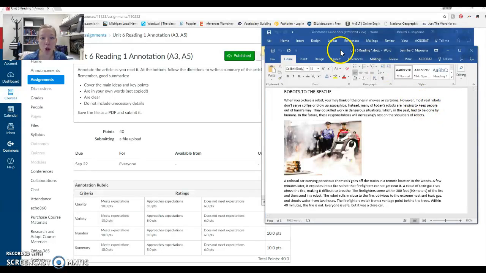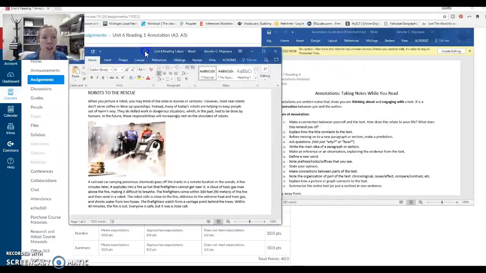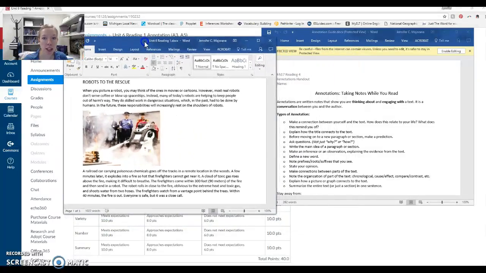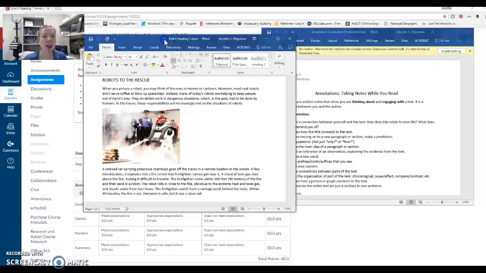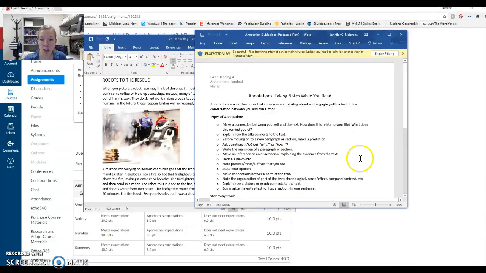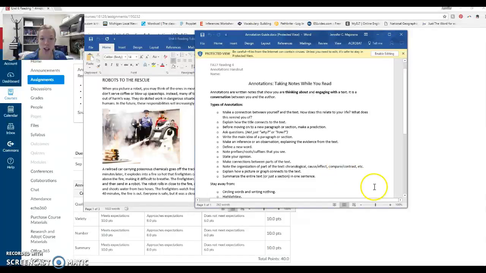Okay, so I'm going to walk you through the first couple paragraphs of annotating and show you what I would do, and then I'll leave you to do it on your own for the rest of the article. So let's just review quickly the different types of annotations that you can do. So we have making connections between yourself and the text, making connections between the title and the rest of the article, making a prediction, asking questions, main idea, etc.